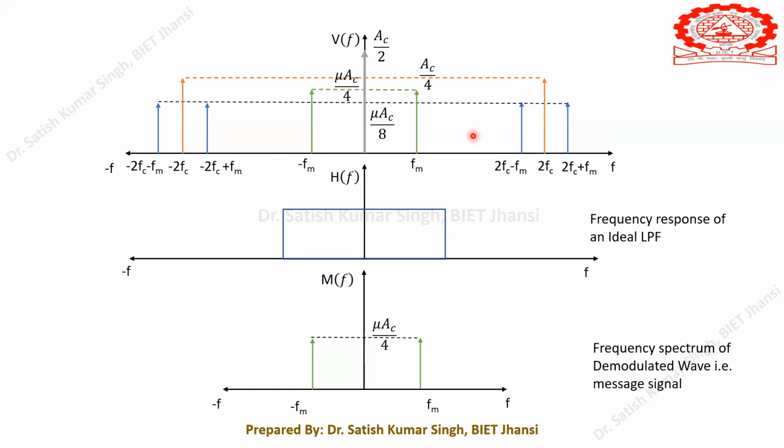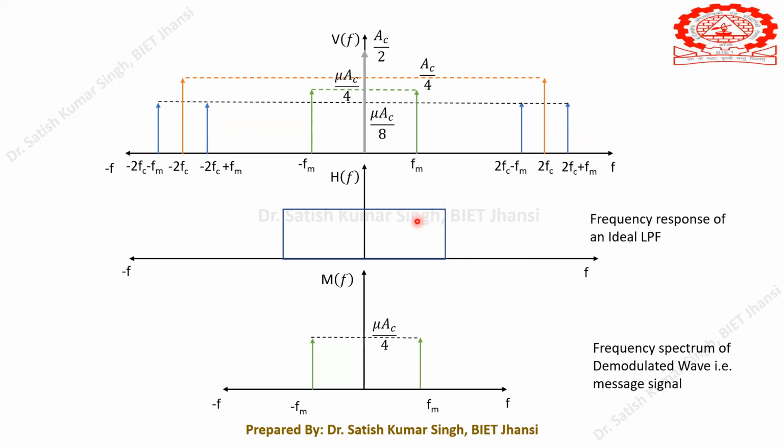Now this is the spectrum of our signal V(t), which is the product of our modulated wave multiplied with the same carrier. If we choose an ideal low pass filter, it will have a frequency response like this. It will have a certain cutoff frequency, the 3 dB cutoff frequency, and because it is an ideal low pass filter, it has a brick wall approximation.